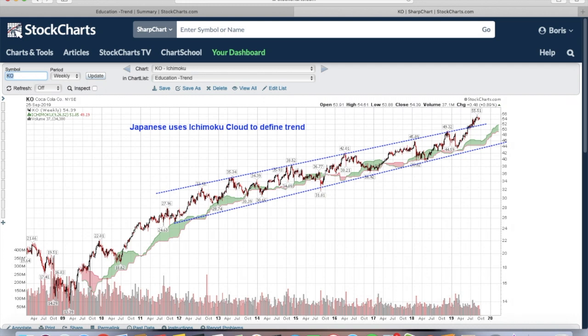On the Western side, they use a channel to represent an uptrend. As you can see, this blue channel defines the uptrend for Coca-Cola. Both are very useful to draw a long-term uptrend for a stock.